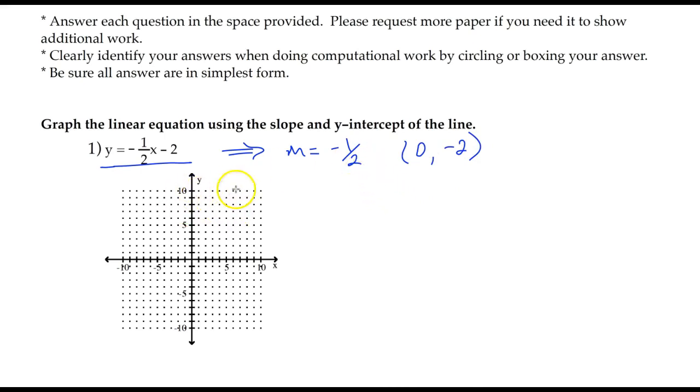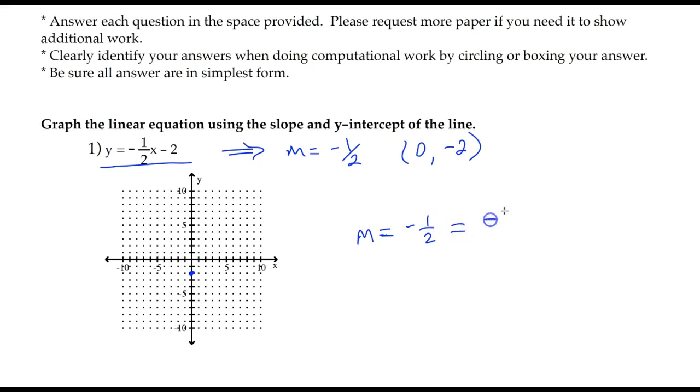And so here we realize that we'll start at the point 0, negative 2, which would be right here on our graph. Of course, 0 meaning that we go no units in the x direction, or horizontal direction, and negative 2 means we go down 2 in the y direction. For the slope being a negative 1/2, what that means here is that I can do one of two things.